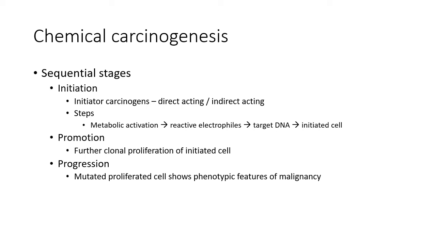It needs something else also, and that is promoter carcinogens. Promoter carcinogens are some chemicals like phorbol esters, phenols, hormones, which cause further clonal proliferation of this initiated cell. So remember, in chemical carcinogenesis, two sets of chemicals applied in a definite sequence is necessary to cause cancer.